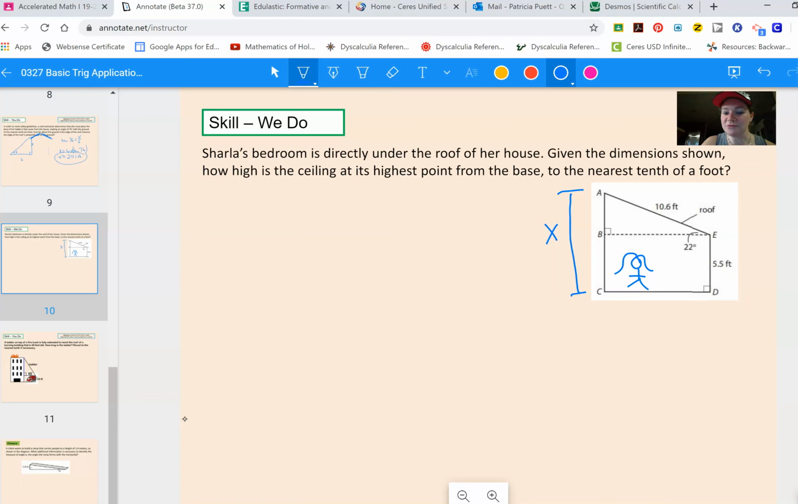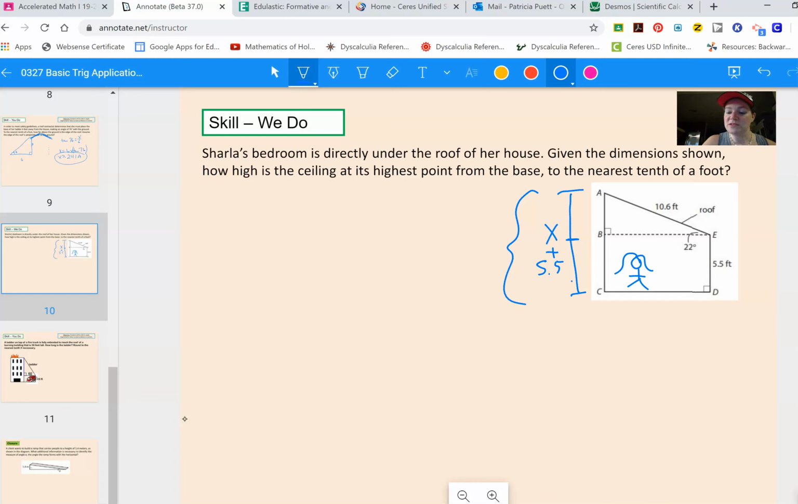Okay, so jumping in, you're looking for what this whole dimension is right here. I put X, but if you think about it, her room is extending from the base right here to 5.5 feet. So I know 5.5 has to go here. I'm looking for X, which means I'm looking for what it is from A to B. If I can figure out what this distance is, I can add it to 5.5, and that's going to tell me the whole thing.